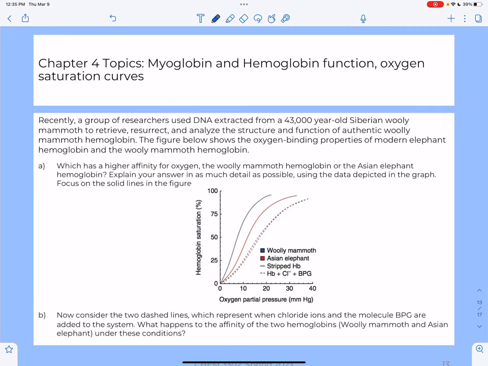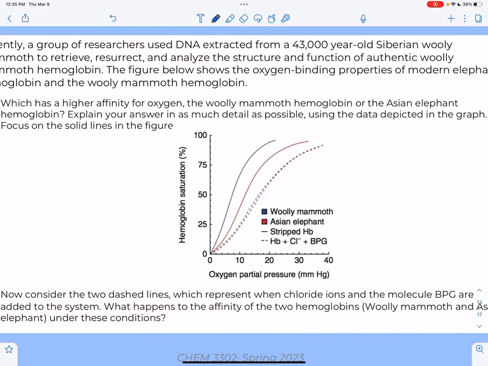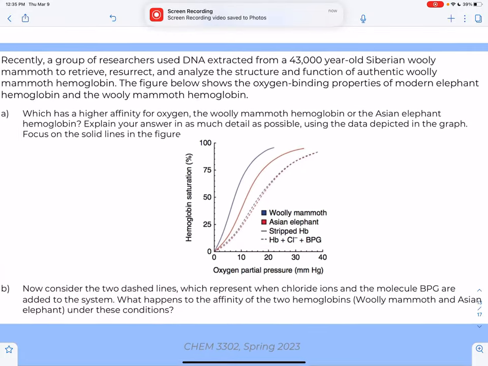Okay, so we are going to finish by talking about hemoglobin and myoglobin function and our oxygen saturation curves. We are going to be looking at a pretty cool case, and I'm going to zoom in a little bit so we can see the thing bigger.